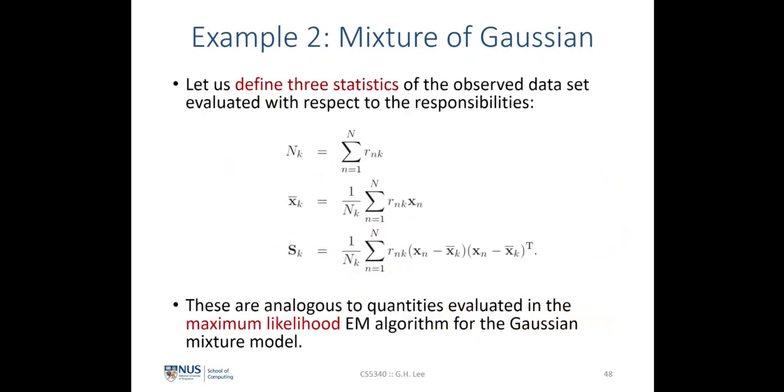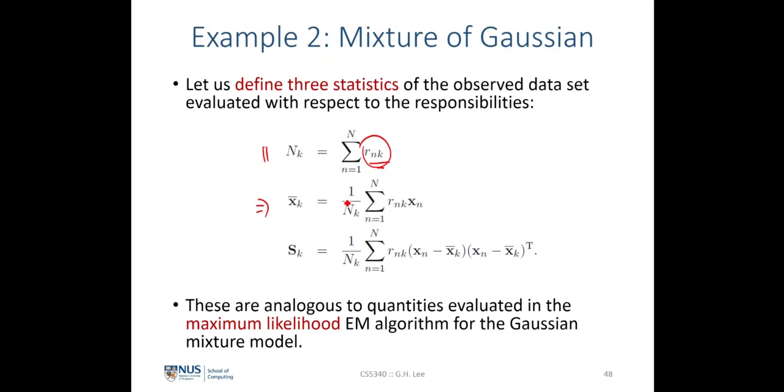Now, before we go on to solve the optimal solution for the proposal distribution on the remaining latent random variables, or the unknown parameters pi, mu, and lambda, let us first define three statistics on the observed data set evaluated with respect to the responsibility. So we are going to predefine N_k, which is the summation of all the r_nk, where r_nk is what we defined in the previous slide, as well as x bar k to be equivalent to this term over here.